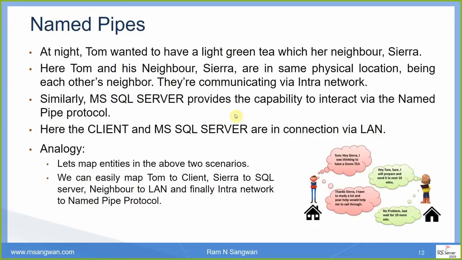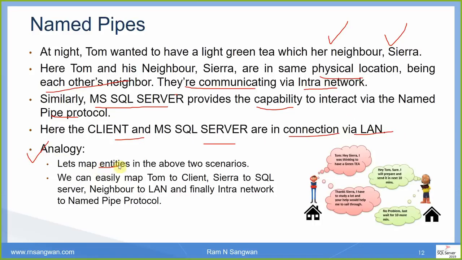Then we have named pipe. At night, Tom wanted to have a light green tea with her neighbor Sierra. Here Tom and his neighbor Sierra are in the same physical location, being each other's neighbor. They are communicating via intra-network. Similarly, Microsoft SQL Server provides the capability to interact via the named pipe protocol. Here the client and Microsoft SQL Server are connected via local area network.